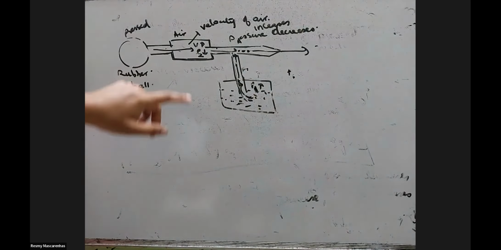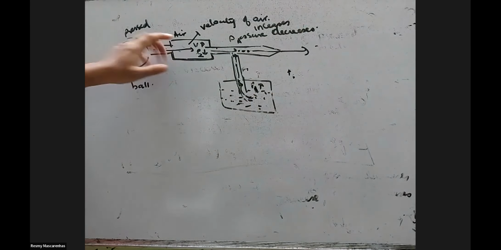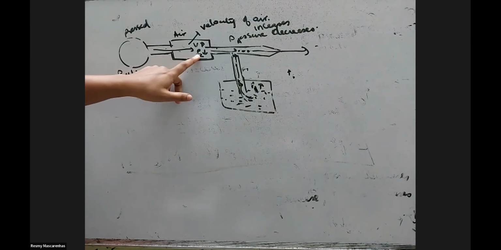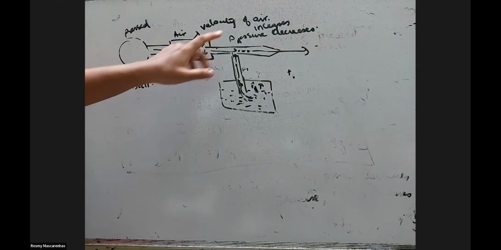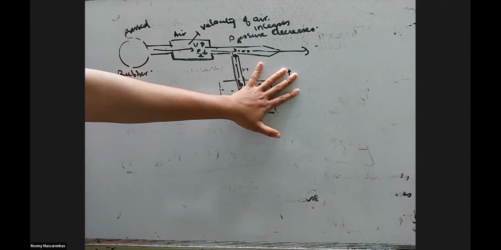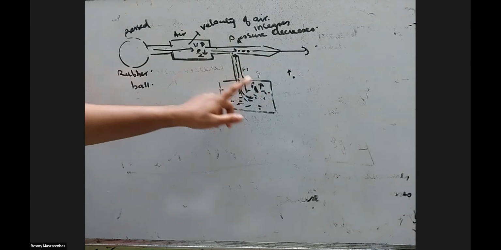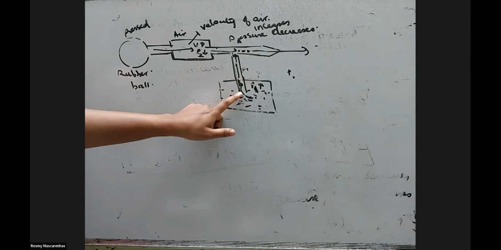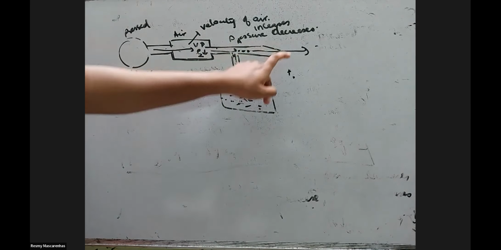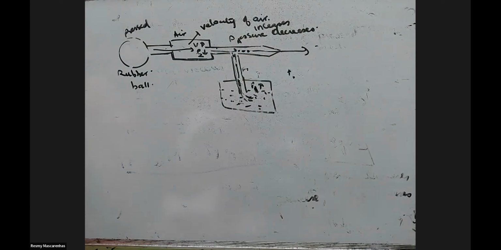So basically what you have to do is, once you press the ball, the velocity of the air increases. Over here pressure will decrease, which is comparatively smaller than the outside pressure, and here if you compare, this pressure will be higher. So this pressure will push the liquid up and then it's going to mix up with the air and be thrown out.